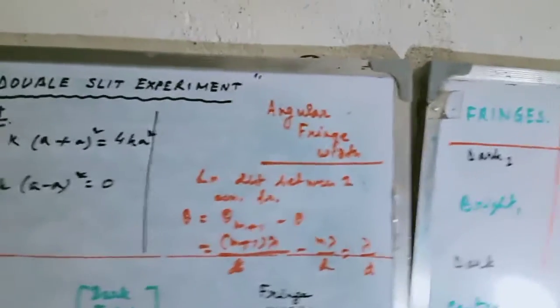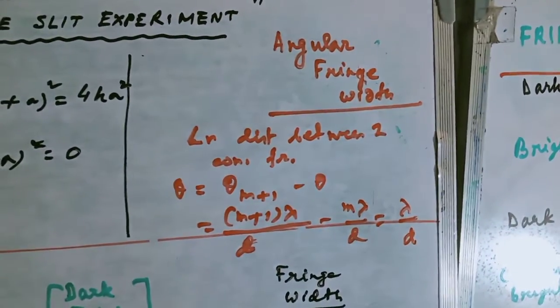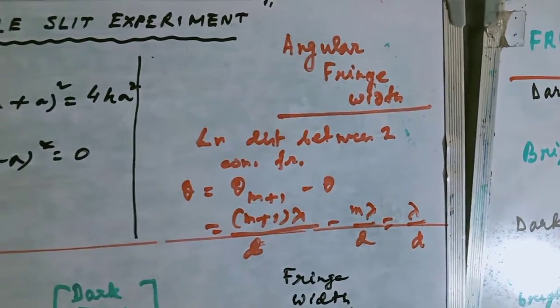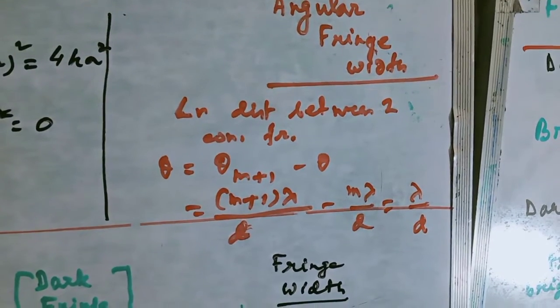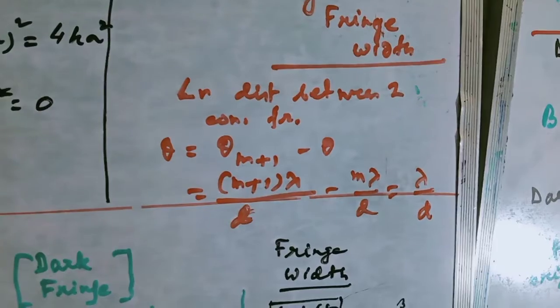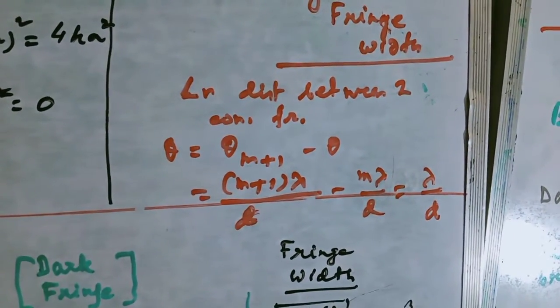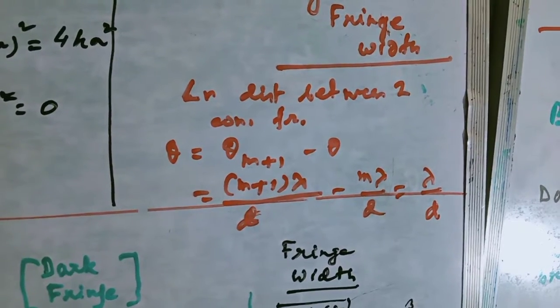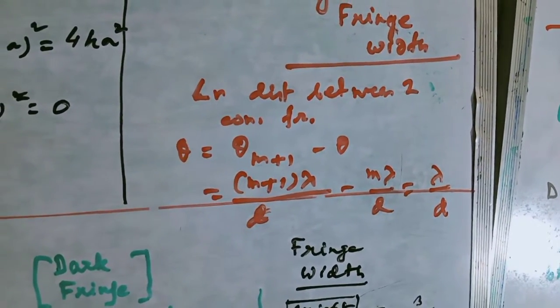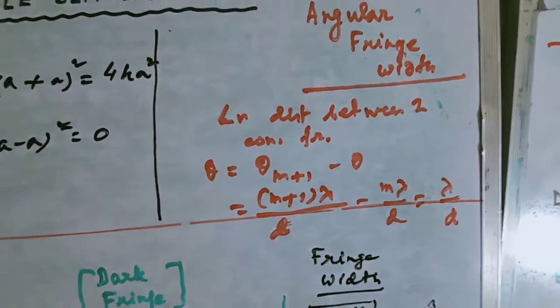Now angular fringe width. The angular distance between two consecutive fringes gives the angular fringe width. That is equal to theta m plus 1 minus theta m. So what is theta m plus 1? m plus 1 into lambda by small d. And theta m is m lambda by small d. That will give you lambda by d.